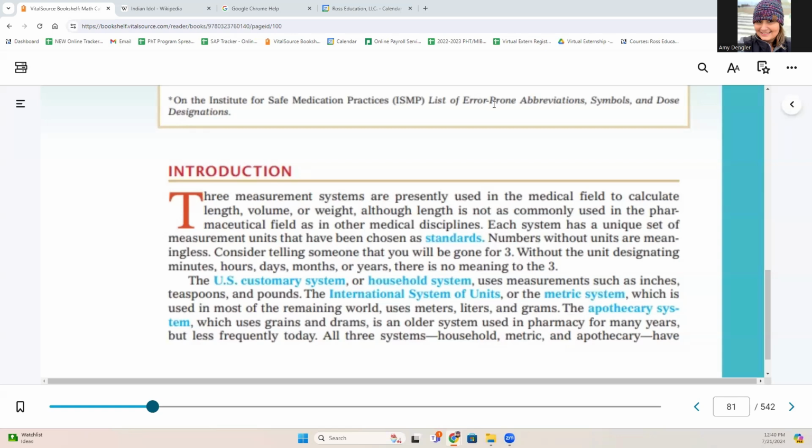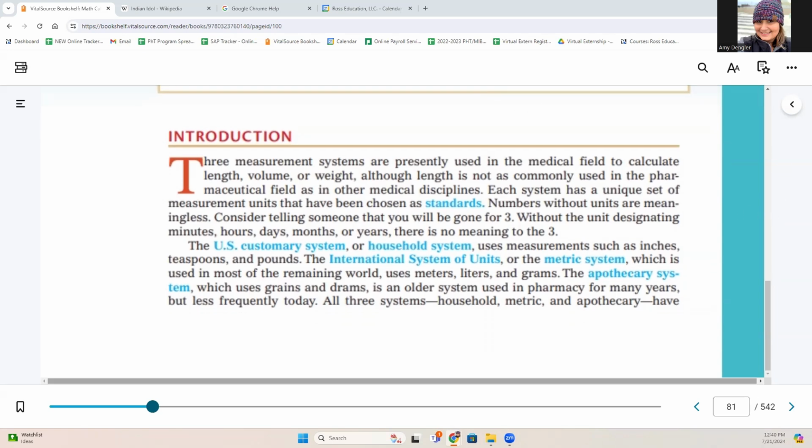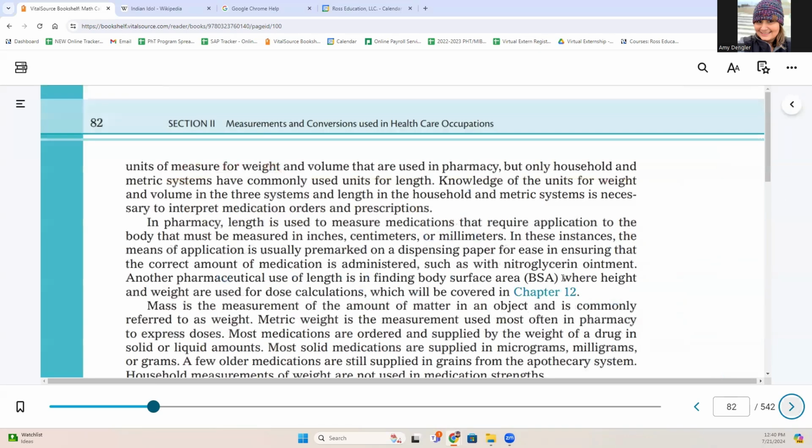The U.S. customary system or household system uses measurements such as inches, teaspoons, and pounds. The international system of units, or the metric system, which is used in most of the remaining world, uses meters, liters, and grams. The apothecary system, which uses grains and drams, is an older system used in pharmacy for many years but less frequently today. All three systems, household, metric, and apothecary, have units of measure for weight and volume that are used in pharmacy, but only household and metric systems have commonly used units for length.